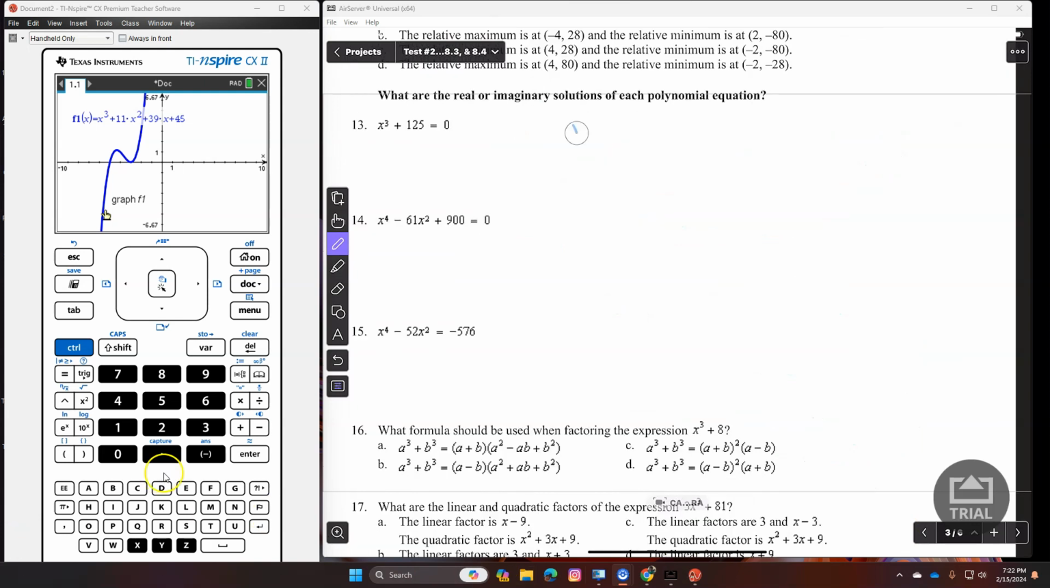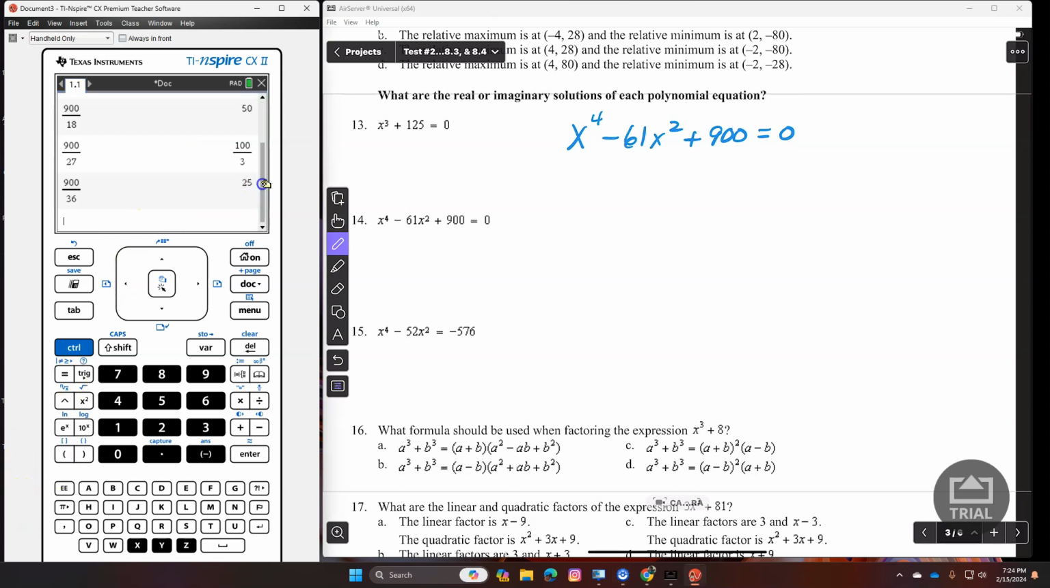14, we have x to the power 4 minus 61x squared plus 900 is equal to 0. And so I've got to find the factors of 900 that will give you negative 61. So I'm going to go ahead and just show you what I did here on the side right now. I'm pretty sure you guys will do this at home with your calculator. I said 900 divided by 9, that's 100, so 9 plus 100 is not going to work. 30 plus 30 would be perfect, but it's 60, and we want 61. So I went to 36.